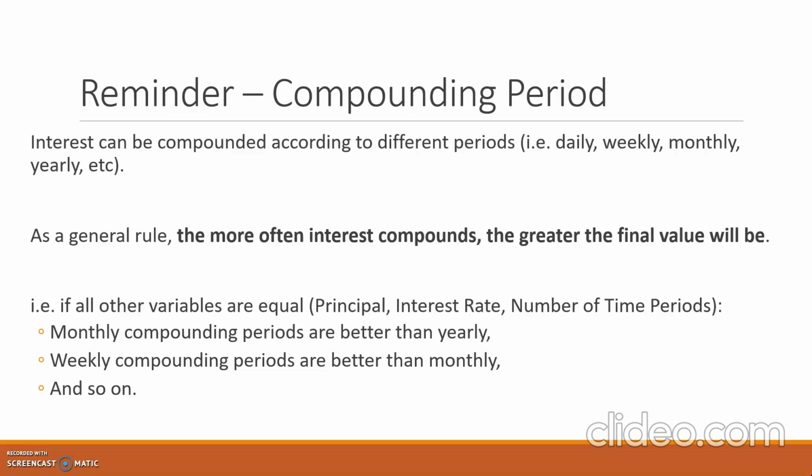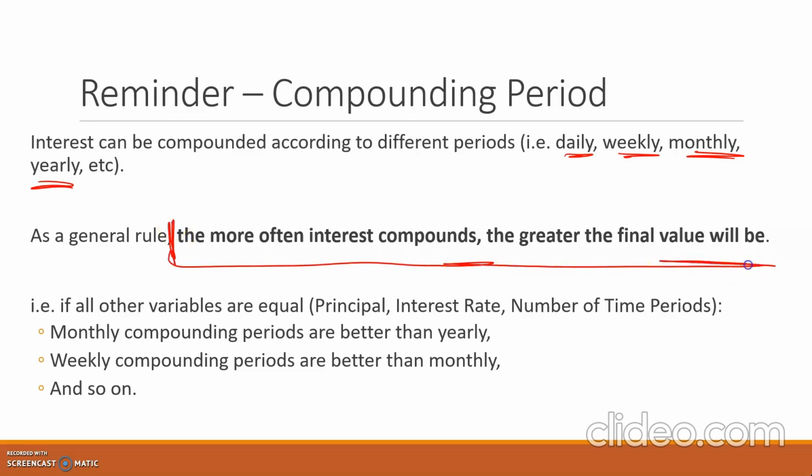So let's just remind ourselves that interest can be compounded according to different periods. So daily, weekly, monthly, yearly, etc. Theoretically, you could do anything you wanted to. You could make every second a compounding period. It's not very realistic. It's hard to find a practical situation where that's represented, but it is possible to do the calculations.